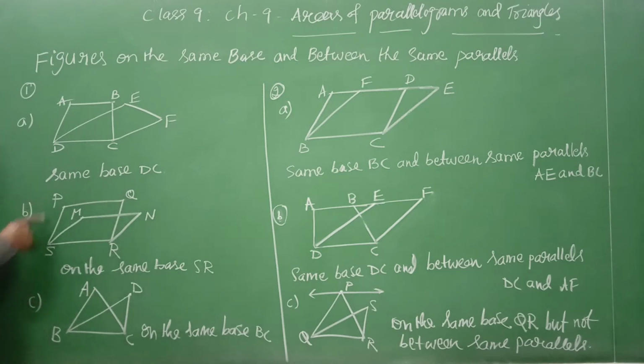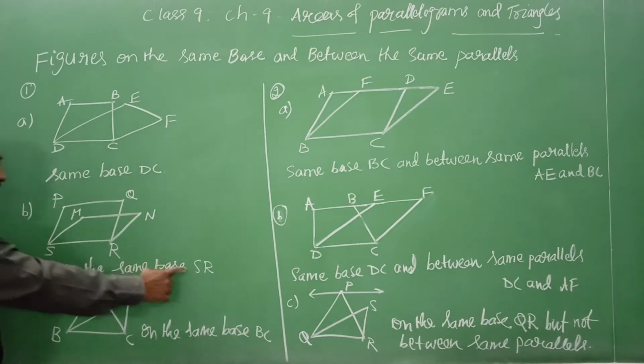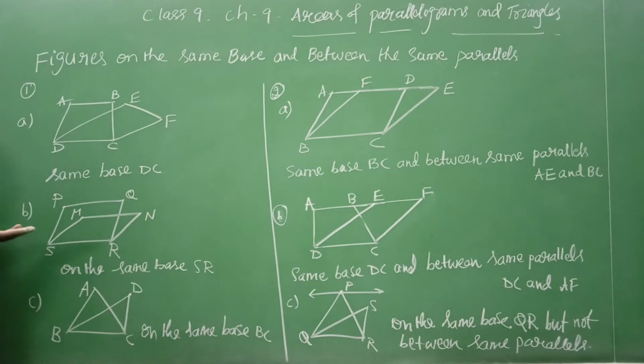And you see even in the figure, in this one, PQRS and SRNM, they both are on the same base SR. They are standing on the same base. Then triangle, look at this, triangle ABC and triangle DBC, they both are standing on the same base.